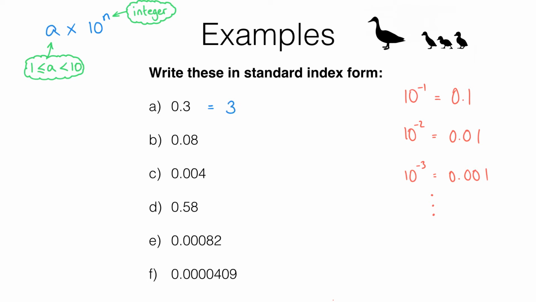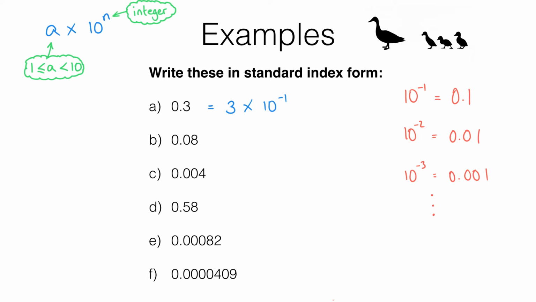So I've got 3. And to get that to be 0.3, because at the moment they're obviously not equal, what I need to do is multiply this by 10 to the power of negative 1, because that's 0.1. 3 times 0.1 is 0.3. Therefore, I need to multiply by 10 to the power of negative 1. Pause the video and have a go at the next two questions for yourself.